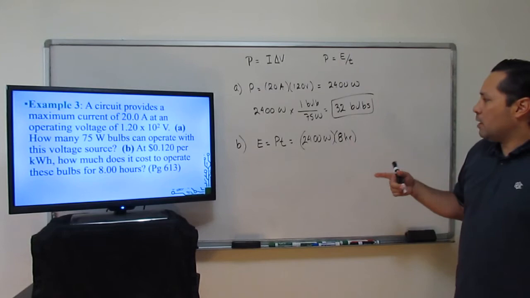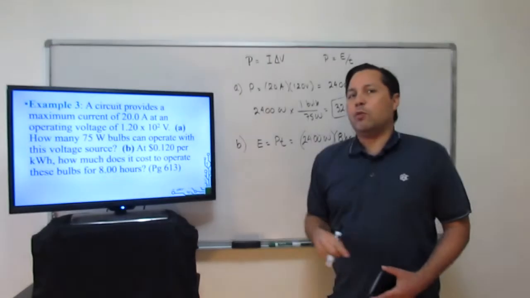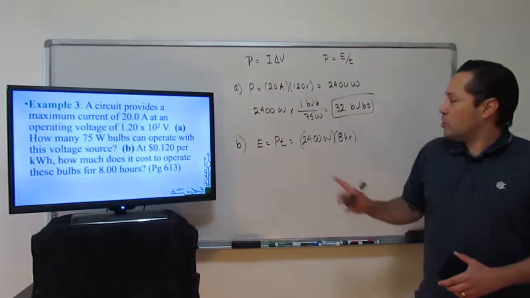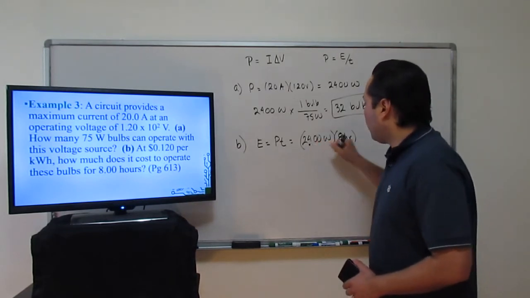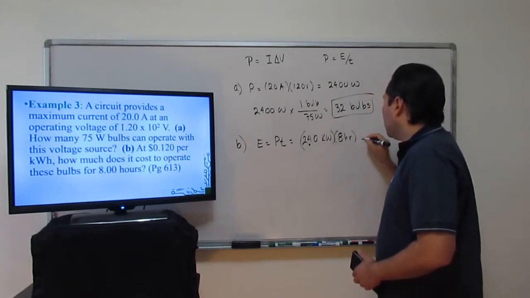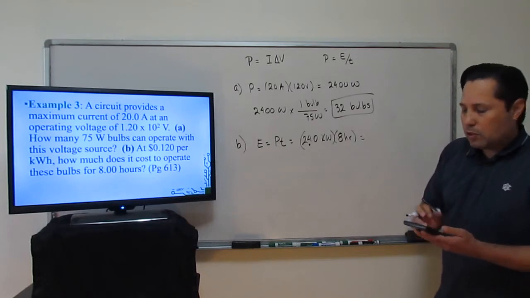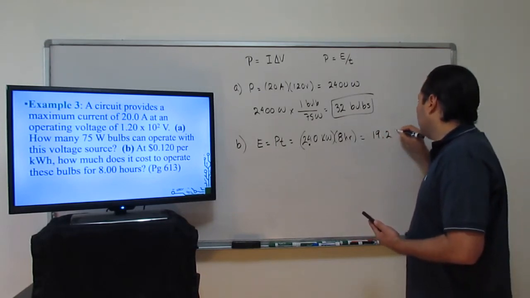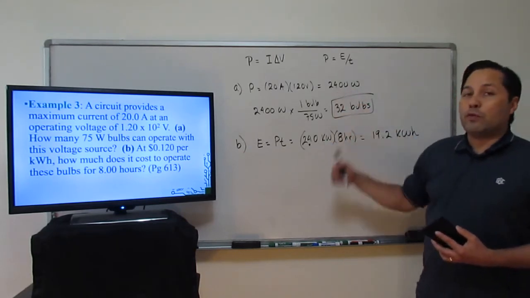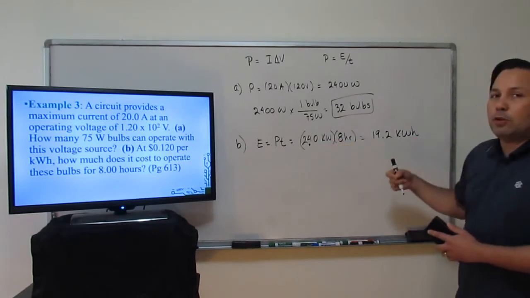But wait, I want to change it because normally it's 12 cents per kilowatt hour. So this 2400 watts, I want in kilowatts. So I'm going to divide it by 1,000, so it is 2.4 kilowatts. Multiply 2.4 times 8, and it's going to give me 19.2 kilowatt hours. So we changed watts to kilowatts, 2.4 kilowatts, multiply times hours, and we get 19.2 kilowatt hours.